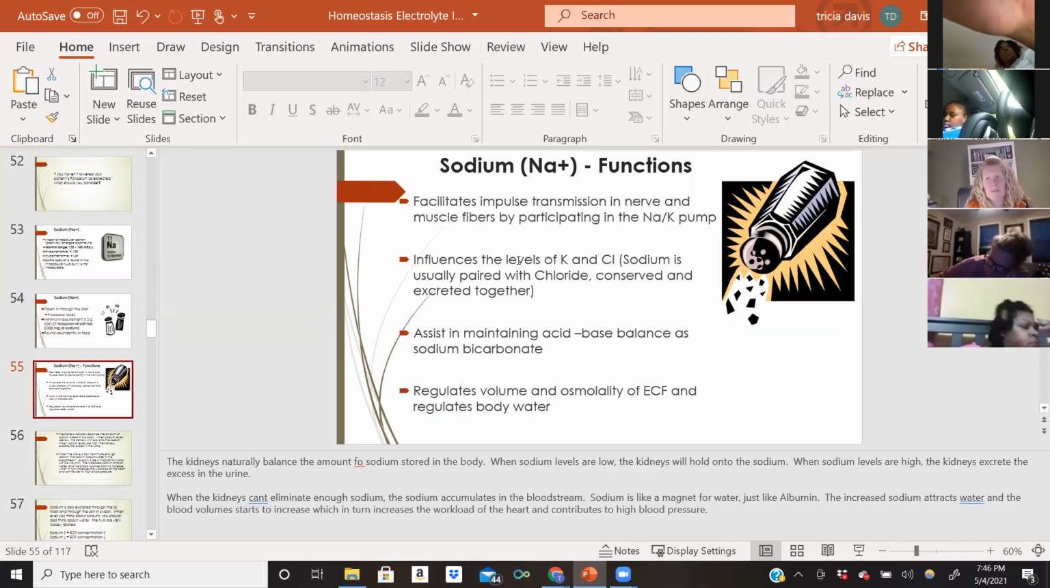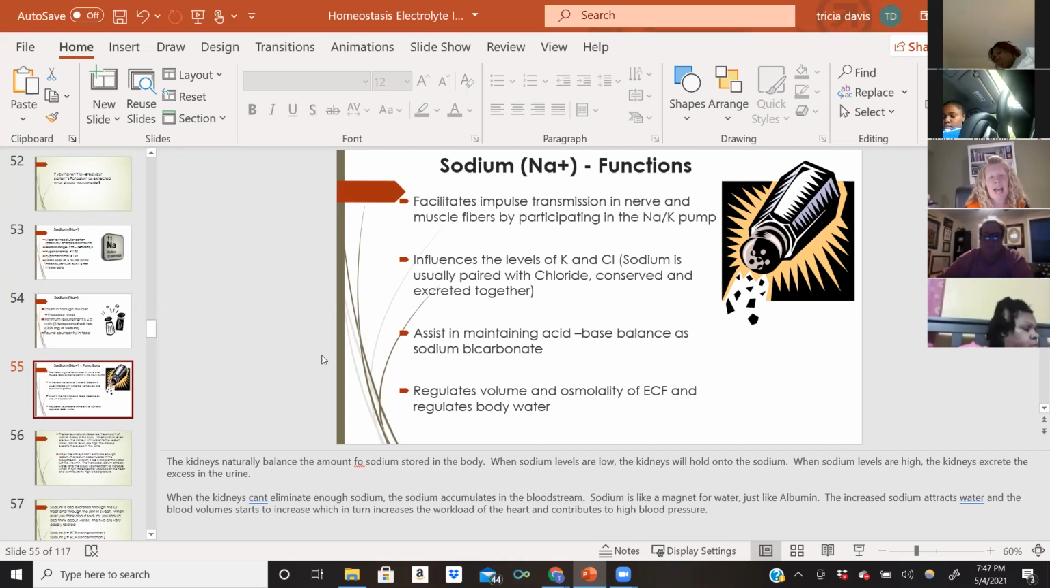What is the function of sodium? So we need sodium to facilitate impulse transmission in our nerves and our muscle fibers by participating in that sodium-potassium pump. Sodium influences the levels of potassium and chloride. So sodium is usually paired with chloride, and it's conserved and excreted together. It assists in maintaining acid-base balance, as in sodium bicarbonate, and it regulates volume and osmolality of the extracellular fluid, and it regulates body fluid because wherever salt goes, water goes, right?